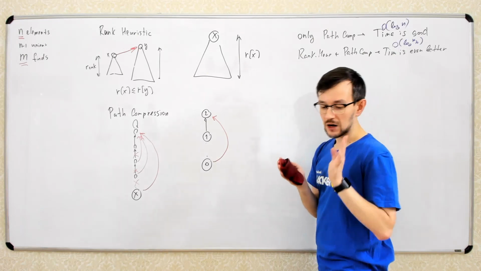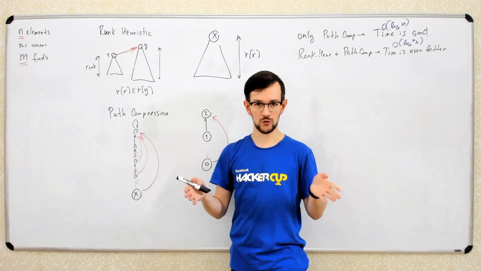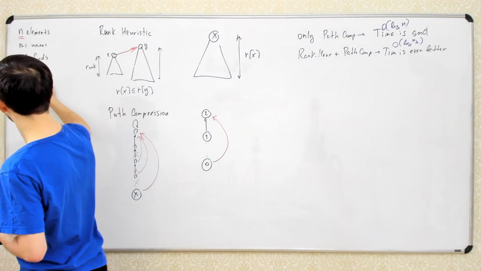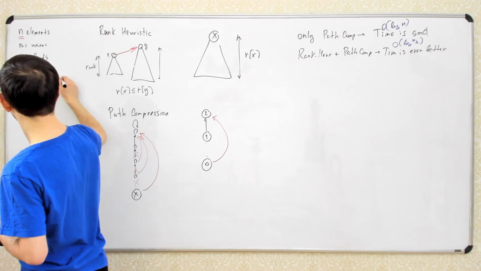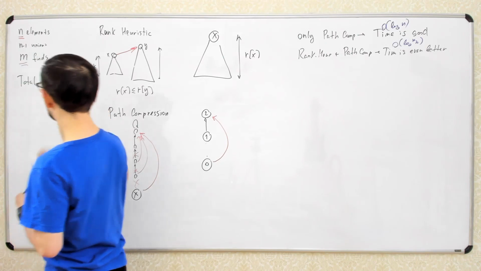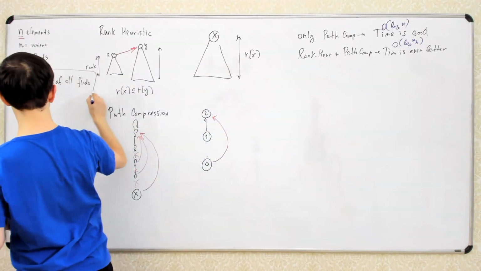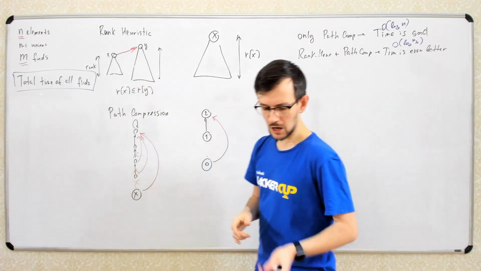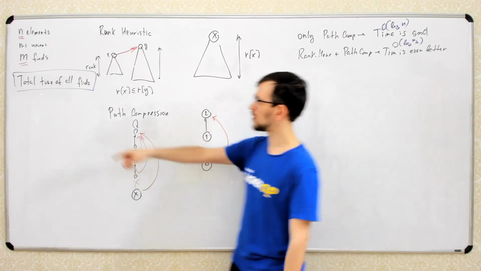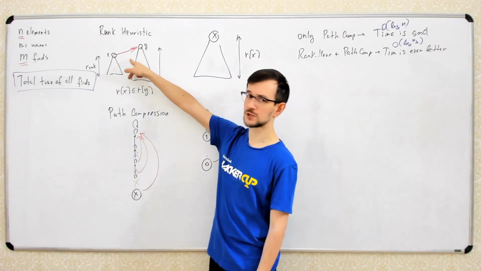So, first, I will calculate only the total time of all finds. This is the only thing I will calculate. Why is it the only thing? Because unions are simple. You have only n minus 1 unions, and the time complexity of union is constant.